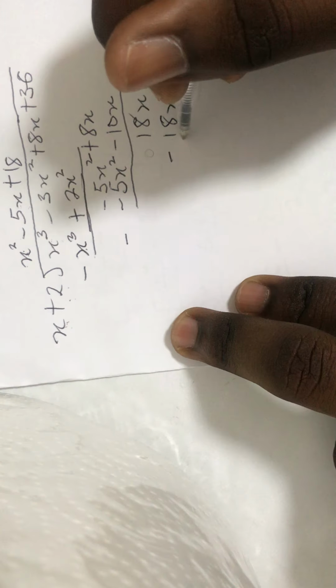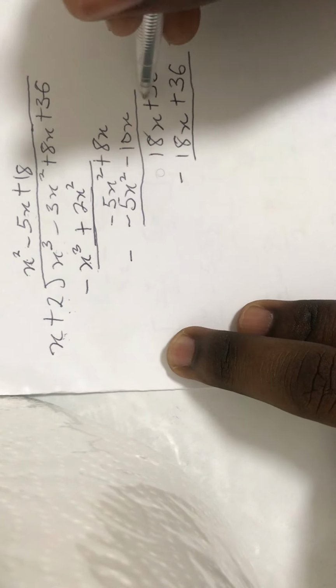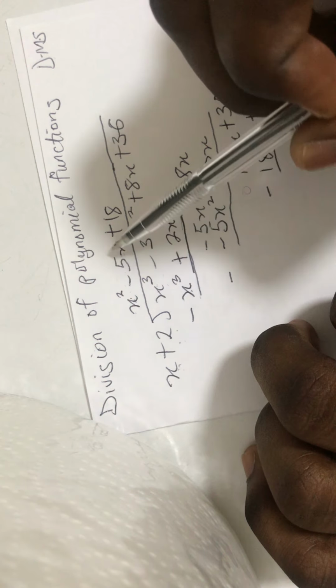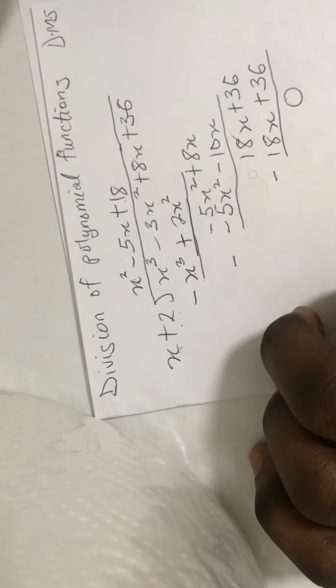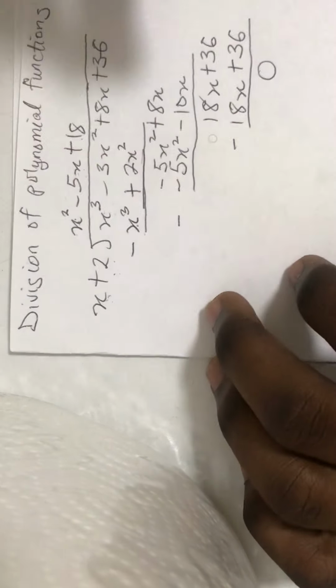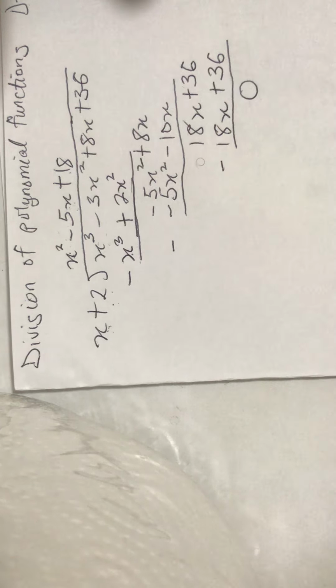Then you subtract. So now this goes away. Then when you subtract this from this, so now this becomes your answer, x squared minus 5x plus 18. So after division of polynomial functions, there's a way it is written, that's if there's a remainder. So let's take an example where we'll have a remainder.